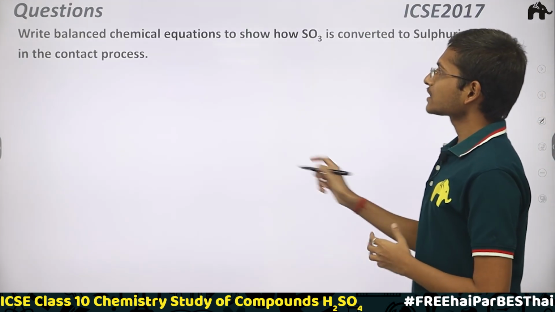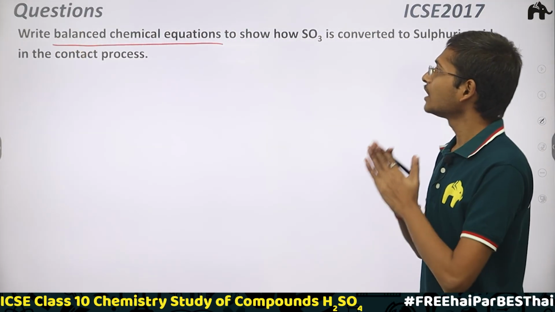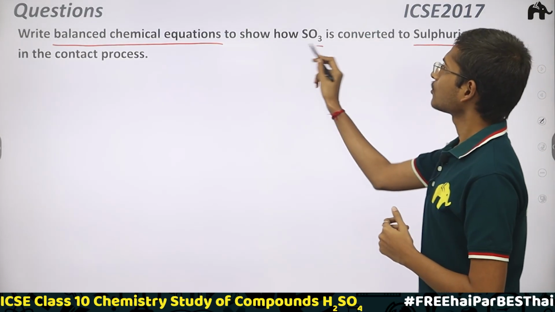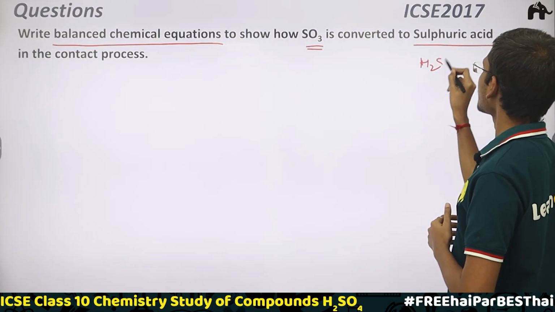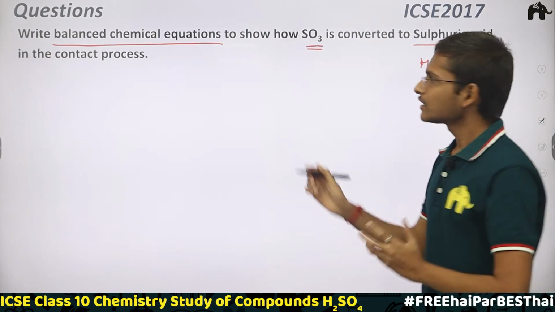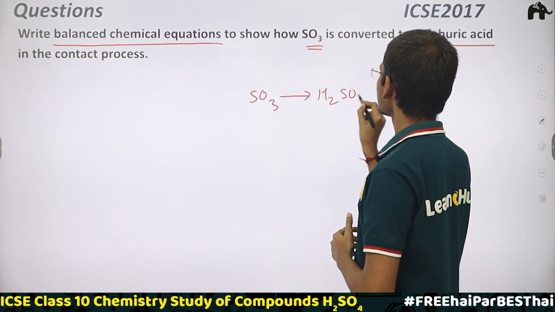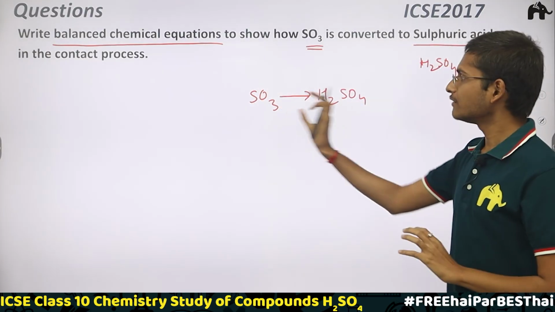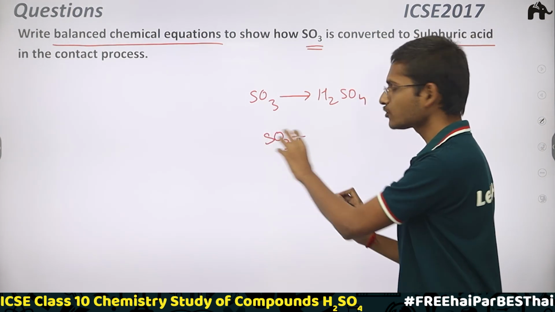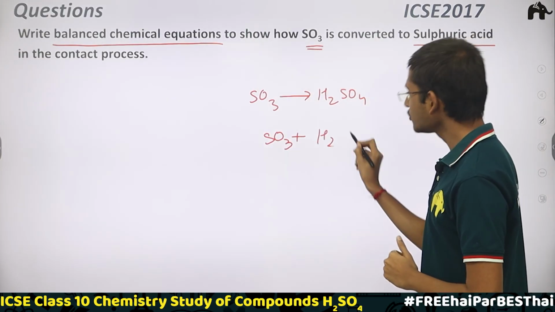Write balanced chemical equations, which means we have to write just simple chemical reactions but balanced ones, to show how SO3 is converted to sulfuric acid in the contact process. So this also we have already seen, SO3 to sulfuric acid. Okay, so this means that we have reached the point when SO3 is formed. Now here what we have to do is dissolve SO3. Like we have to take SO3 and make it dissolve in sulfuric acid itself.